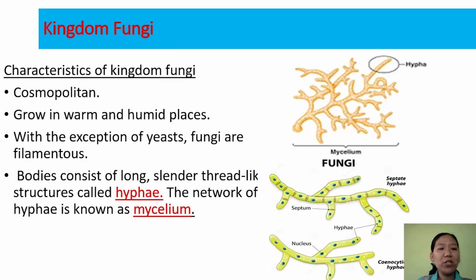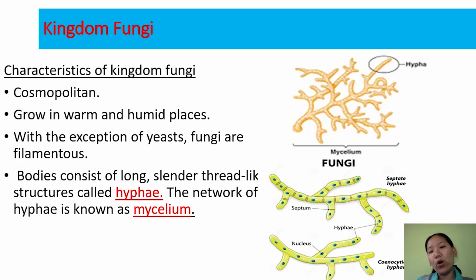The characteristic features of kingdom Fungi are these: fungi are found everywhere. They are found in water, soil, air, inside animals and inside plants. They usually grow in warm and humid places. That is why we keep our food in the refrigerator, so as to prevent spoilage by these fungi. The members of these fungi are filamentous, with the exception of yeast, which is unicellular.